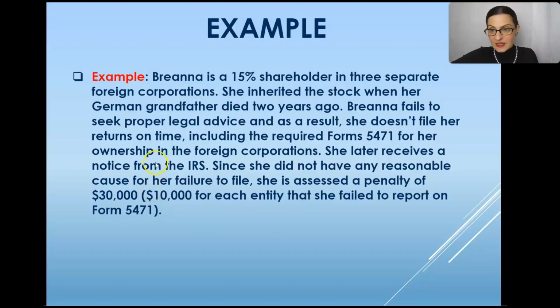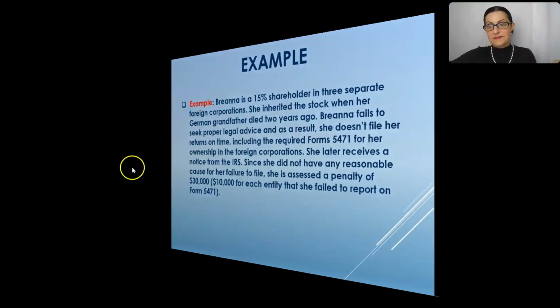And it's not an income tax filing requirement, which means that even if these corporations lost money and she had no money coming in whatsoever from these corporations, she would still have to file these forms.